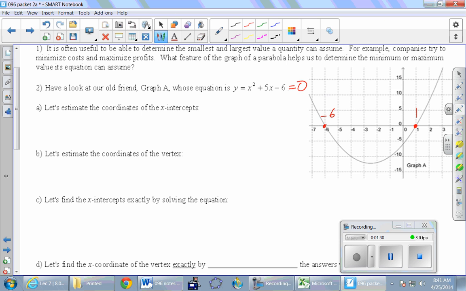And then if you wanted to figure out where the vertex was, how would we do that? Add those two x-intercepts and divide by 2, right? Average them to find this number that's right in the middle. So we would take the negative 6 and add it to the 1 and get negative 5, cut that in half, and negative 2.5 sure looks reasonable for the x value at the vertex, right? Okay, so it turns out there is a much quicker way to find the x coordinate of the vertex. And so we're going to see that formula right now.